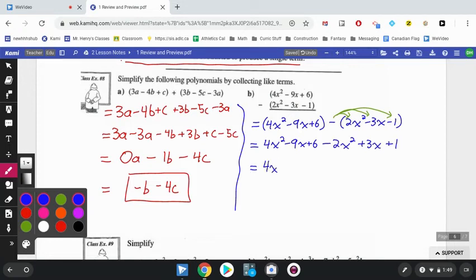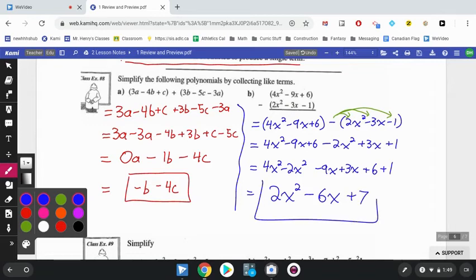And now it's just like any other question. Gather your like terms. 4x squared minus 2x squared. I put my x squareds together. Now my x's, which are different, negative 9x plus 3x. And finally, I finish with my constants, which are the other type of piece, a plus 6 and a plus 1. And I've gone through and collected all of the different pieces. 4x squared minus 2x squared, you're left with 2x squared. Minus 9x plus 3x. Negative 9 plus 3 is negative 6, so minus 6x. And your constant, plus 6 plus 1 is plus 7. There you go. So a little bit more addition and subtraction for you. And we are on our way.